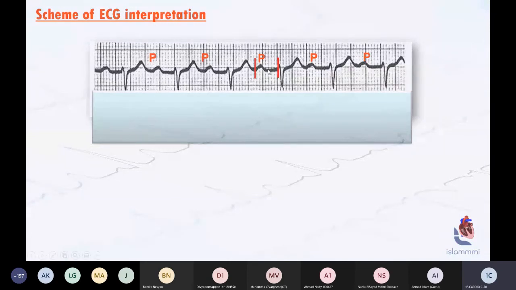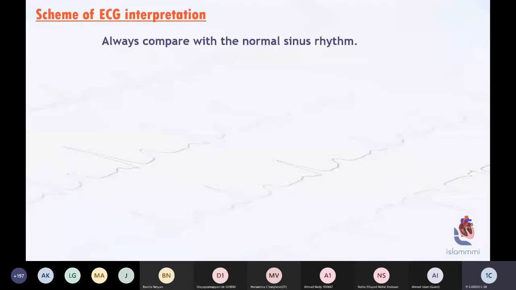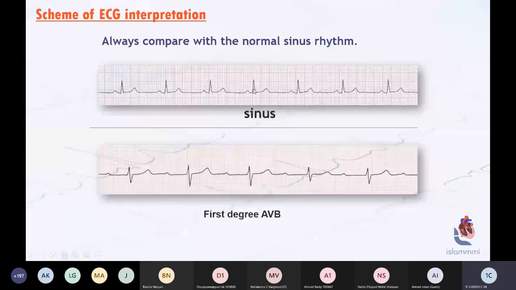And why do we say first degree? Because the PR interval is prolonged. So it's exactly like the sinus rhythm, but with a prolonged PR interval. Look at the difference between this strip and this strip. This one has a P wave followed by QRS. Each P wave has a QRS, like this one exactly. But look at the distance here. It's almost 2 squares. Look at the distance here, it's small. Here it's very prolonged. So we call this strip first degree AV block.